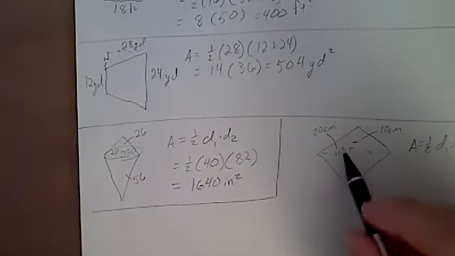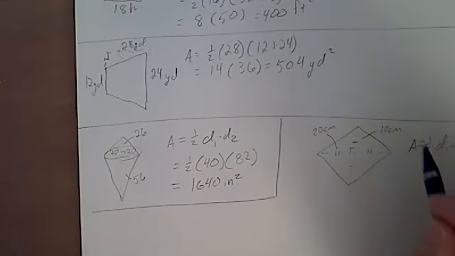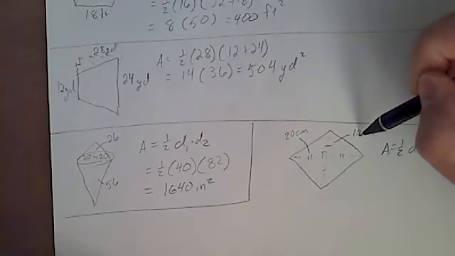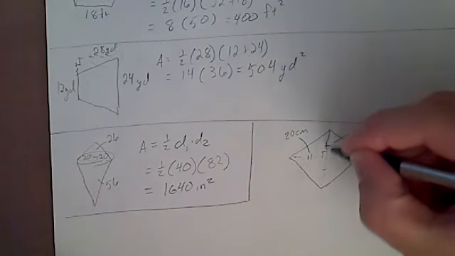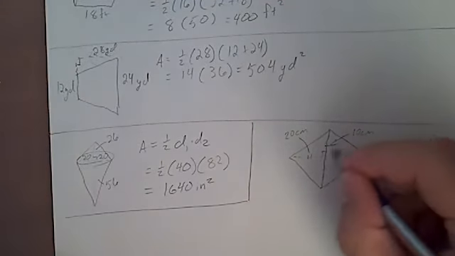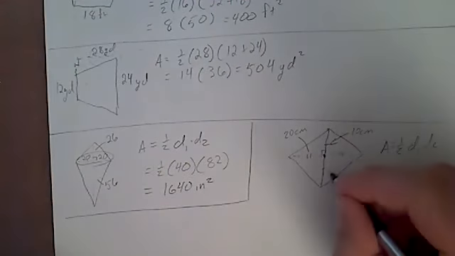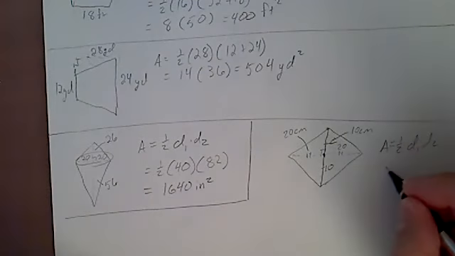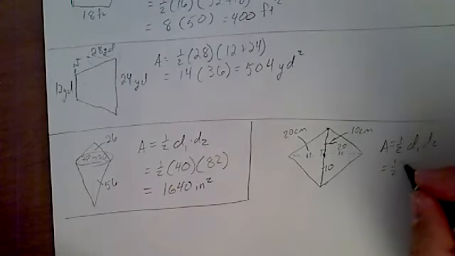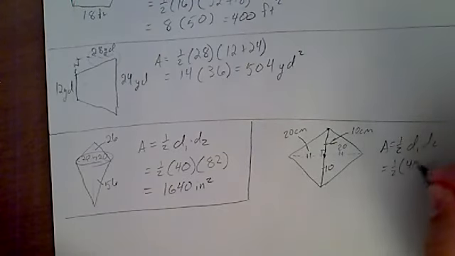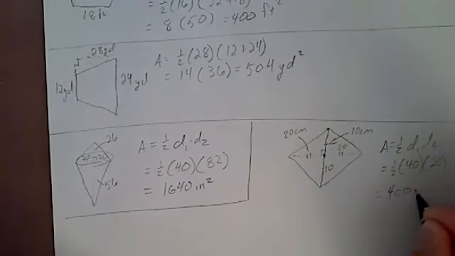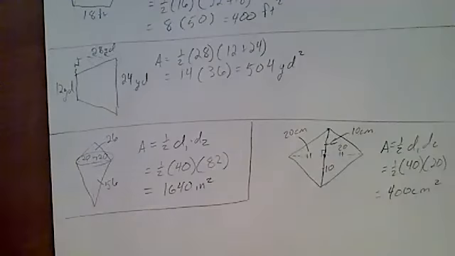And so we don't just go off of these two numbers, right? The diagonal is all of this. This is saying that from here to here is 10. So you need to know that this is also 10 and that this is 20. So we get 1/2 of 40. It's the sum of these two times 20. And we get 400 centimeters squared.